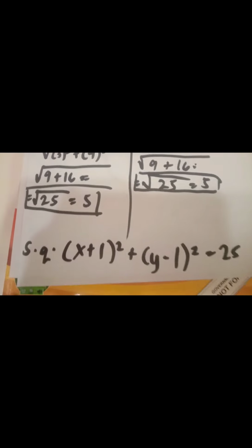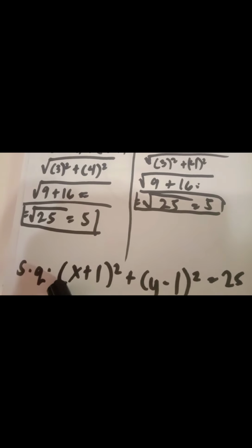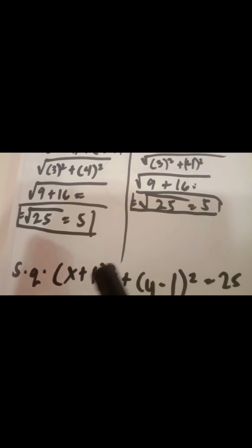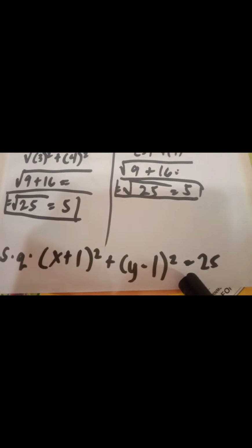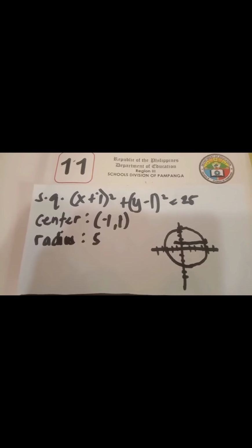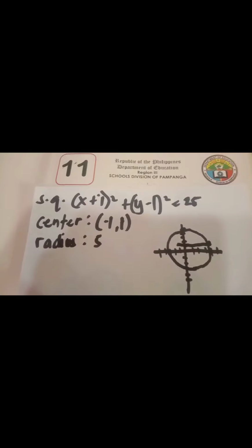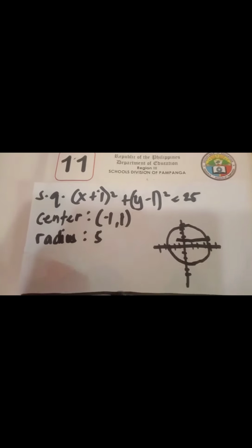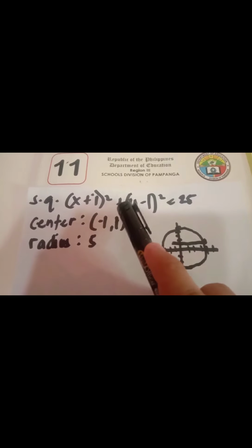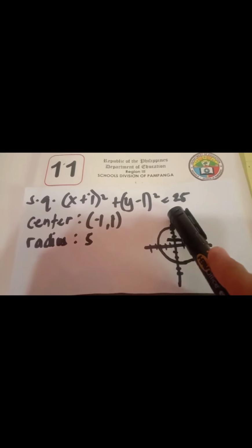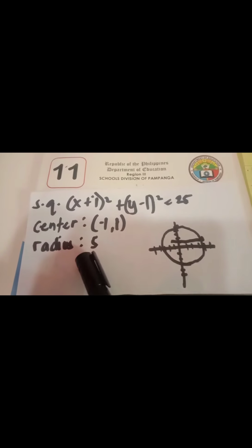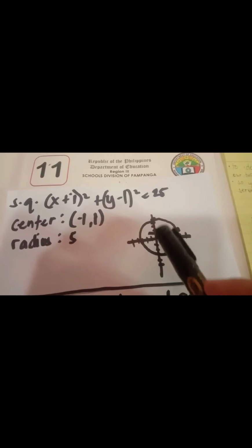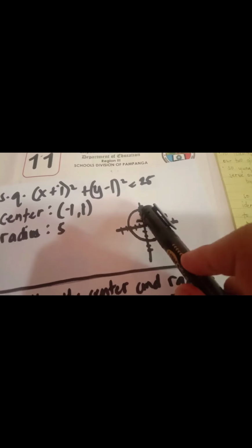So, this is the standard equation of our circle. x plus 1 squared plus y minus 1 squared equals 25. And I will show you the graph of the standard equation of our circle. So x plus 1 squared plus y minus 1 squared equals 25. So center is -1 and 1. Radius is 5. So see, this is the center. Here's the -1 and 1. So here the radius. This is the circle.